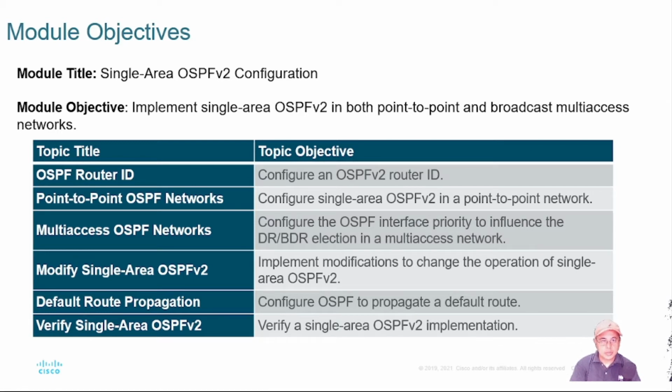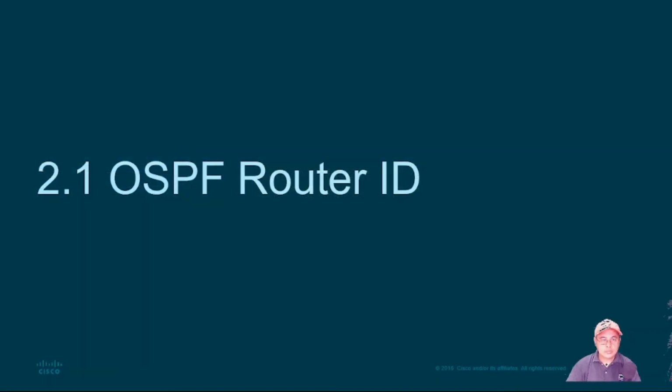So first part will be the OSPF router ID and point-to-point OSPF networks. And second part are probably the multi-access OSPF networks. Okay, so let's start. First off is the OSPF router ID.